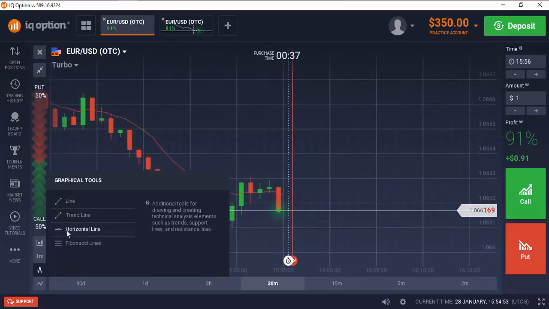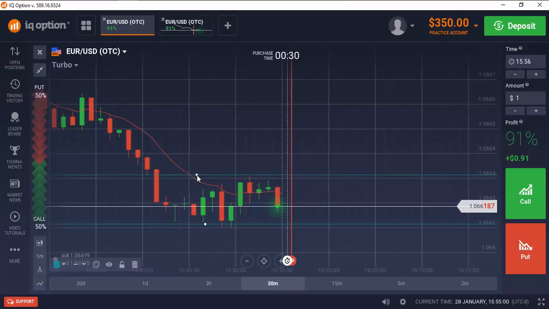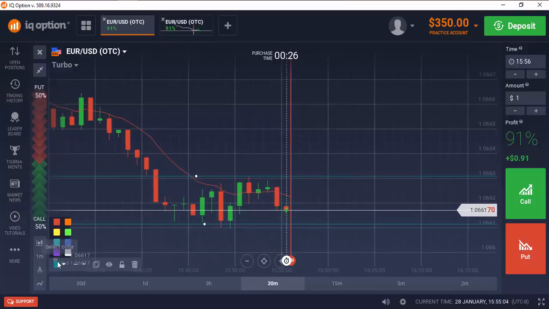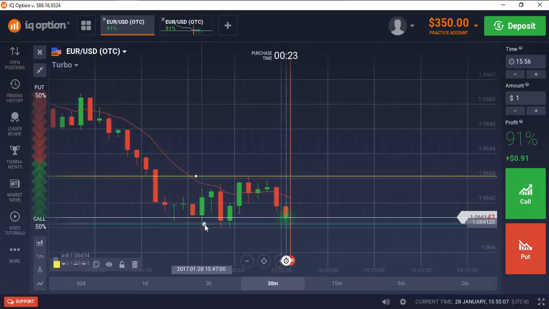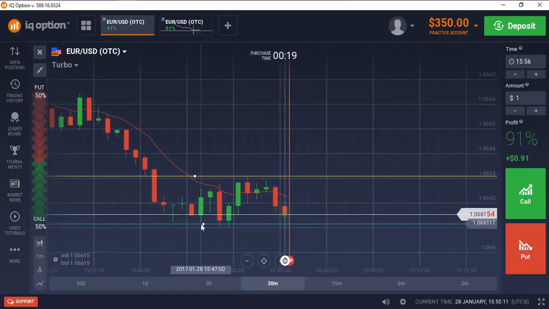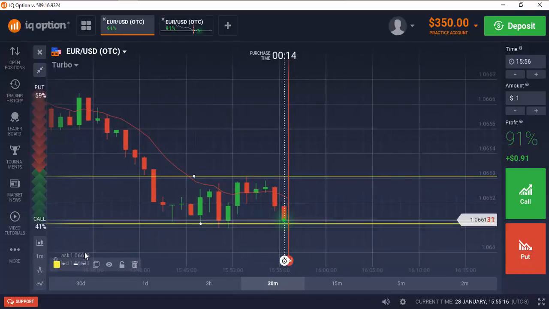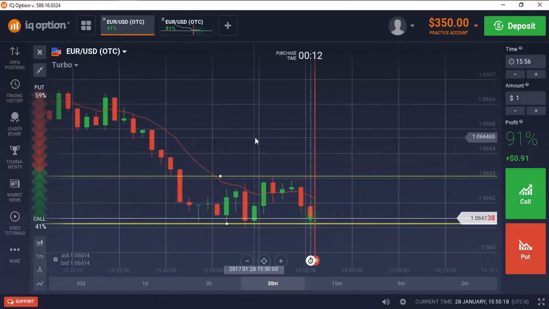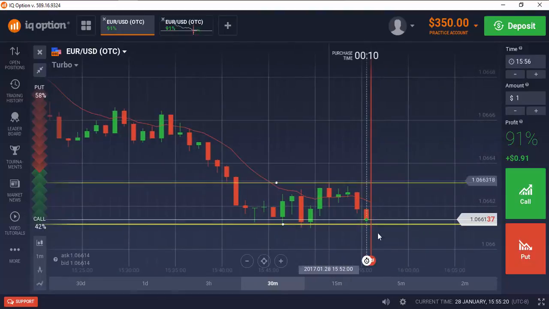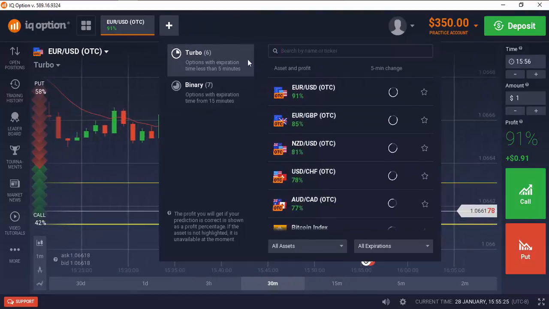If I take my horizontal line and put this here, take another horizontal line and put this here, you can see that the market is not going anywhere. I can equally change the color of this just so it becomes a little bit visible, and the size too. Okay. So we'll leave this market and search for other profitable markets.